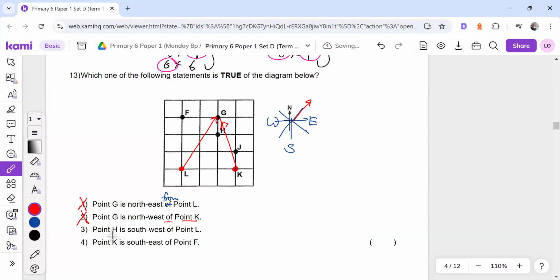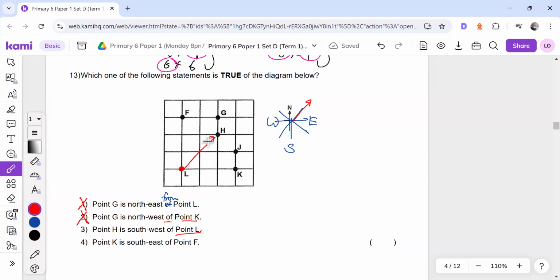How about the next one? Point H is southwest from point L. Okay, let me erase all this. So from point L, you go to H. Where's H? Oh, H. See? From point L, you go to H.